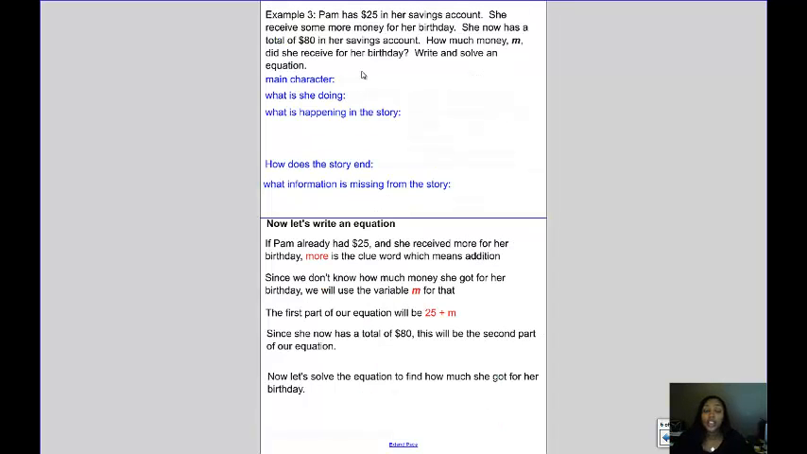So our next example: Pam has $25 in her savings account. She has received some more money for her birthday. She now has a total of $80 in her savings account. How much money, M, did she receive for her birthday? Write and solve an equation.